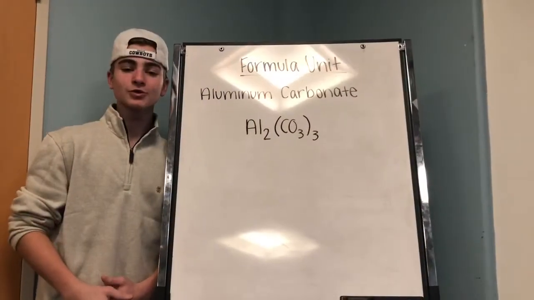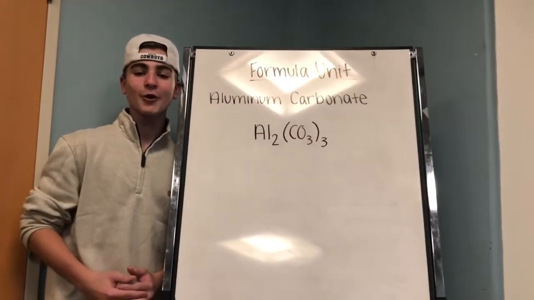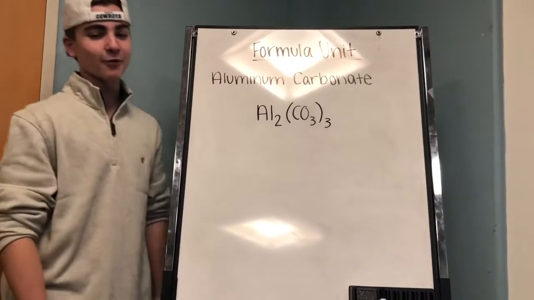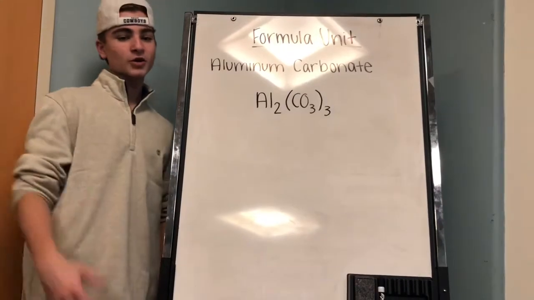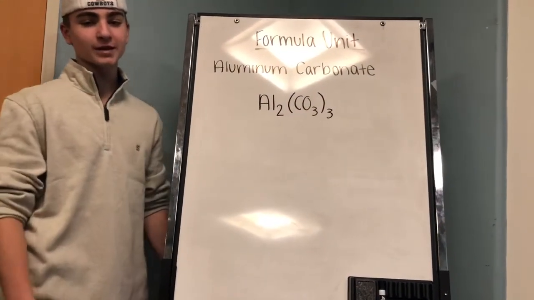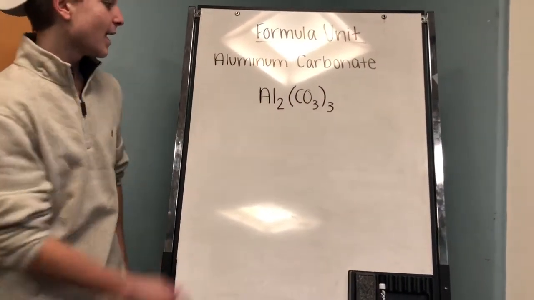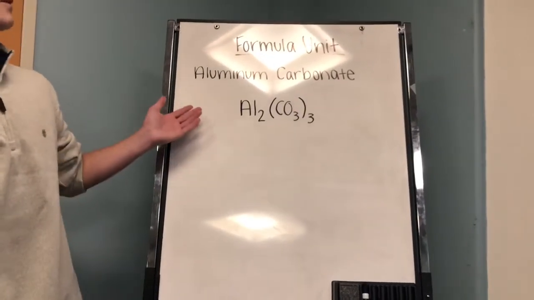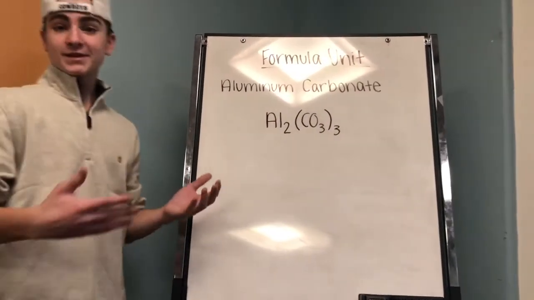Formula unit in chemistry is the formula of any ionic or covalent compound. A network solid compound is used as an independent form of calculations, and it is the lowest whole number ratio of ions represented in an ionic compound. Al2(CO3)3 is aluminum carbonate. This is a formula unit.